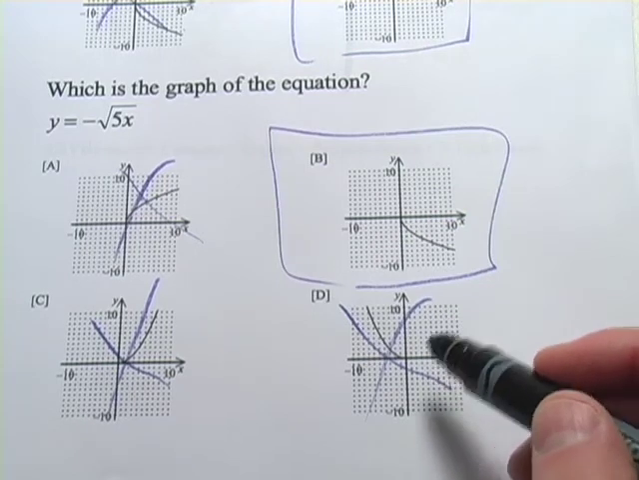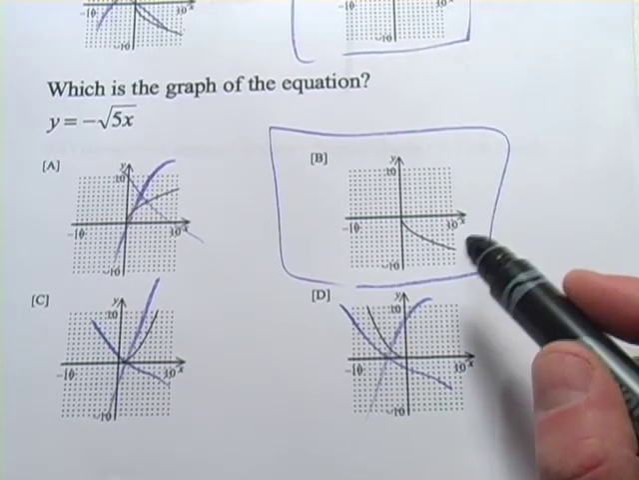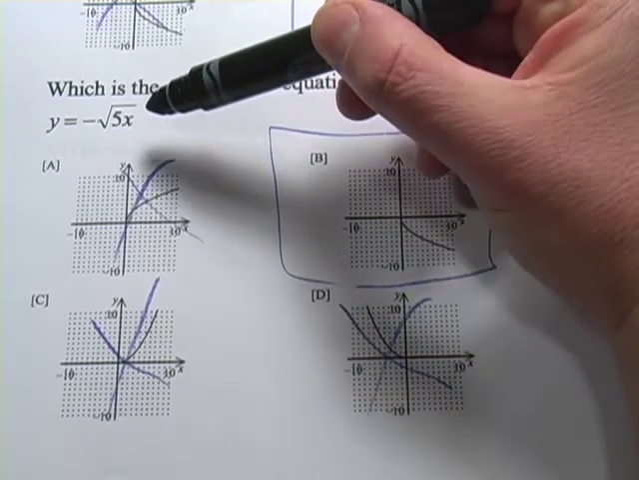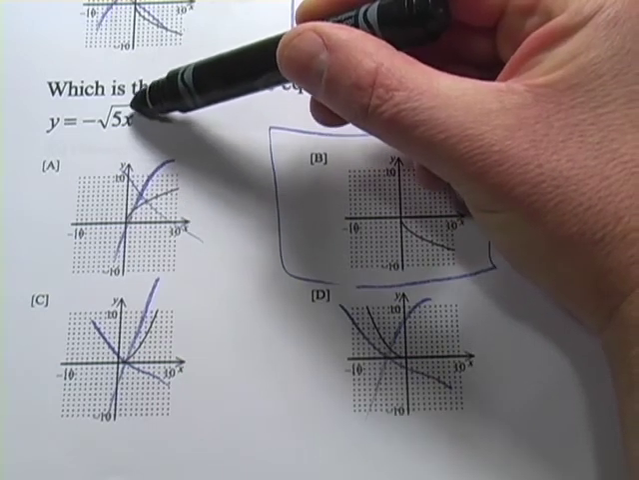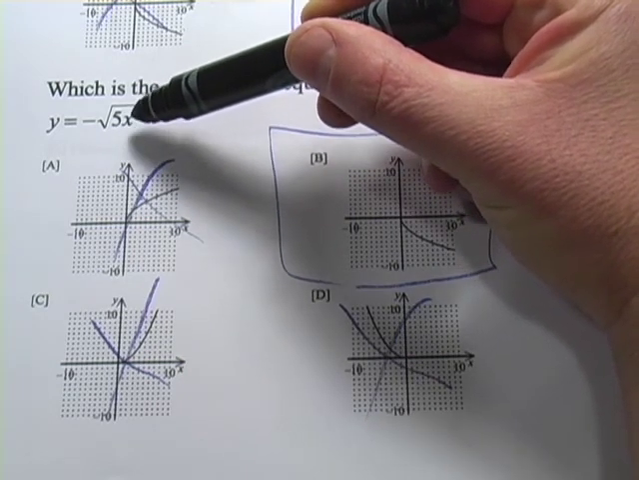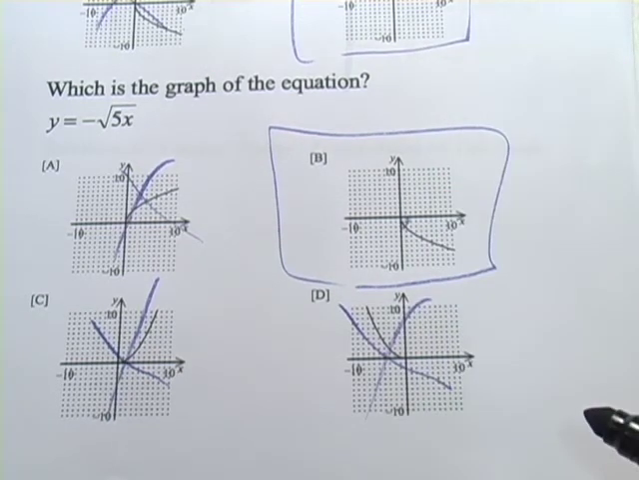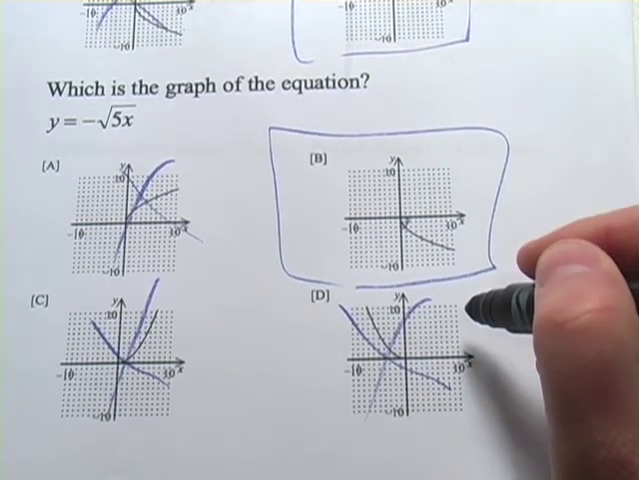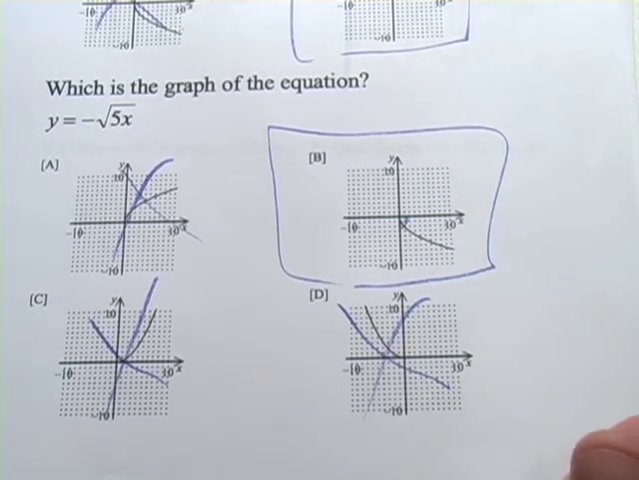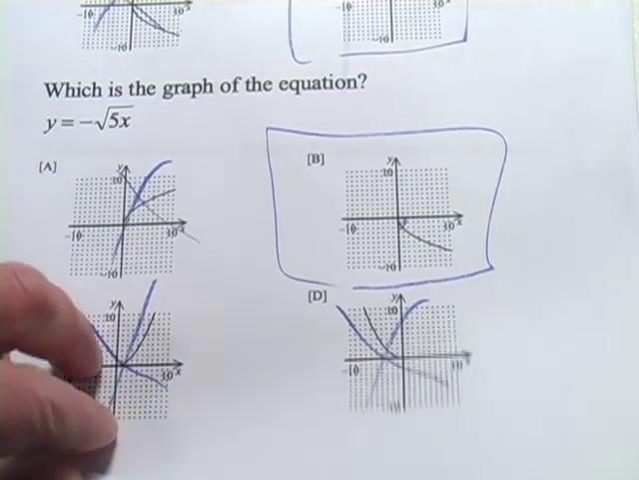If you want to make doubly sure, you could put in a few points here. The point 1/5, negative 1 should be on here. That looks like that happens right in there. You could test a few other points if you want to, but that's going to be our graph for this one. Let's try one more.